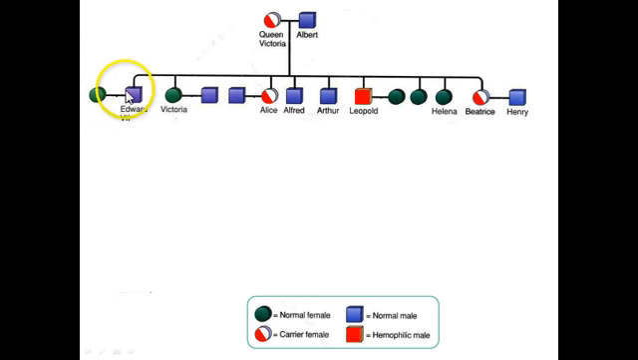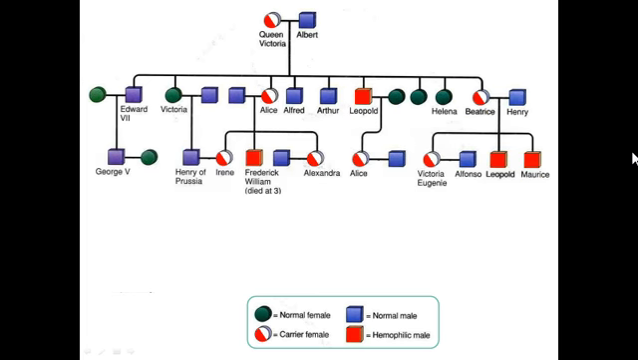So here is the line which became the current royal family. This is their oldest son, Edward, who became King of England, and his offspring are the parents of current Queen Elizabeth. And as you can see, they had one daughter who was a carrier, one son who was hemophiliac, and another daughter, Beatrice, who was also a carrier.